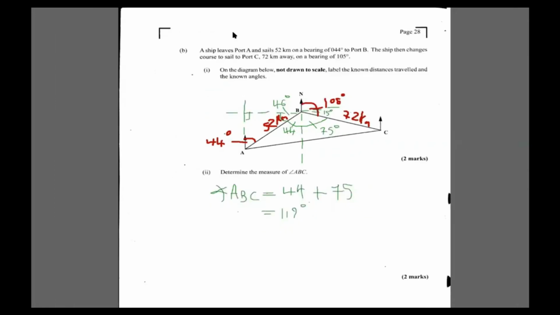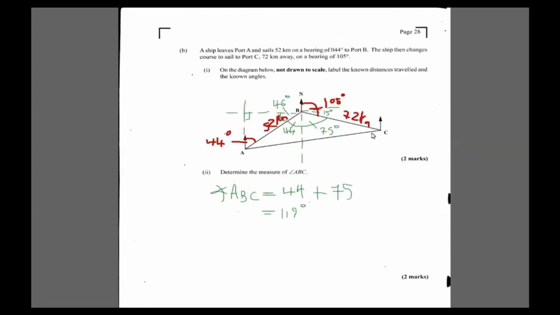Now continuing, calculate the distance AC. To find the distance AC, we're going to have to use cosine rule. We have two sides and an angle in between them, so we use cosine rule. Using cosine rule, AC squared is equal to the first length, which is 52 squared, plus the second length, which is 72 squared, minus 2 times 52 times 72 times the cosine of the angle between the two lengths.